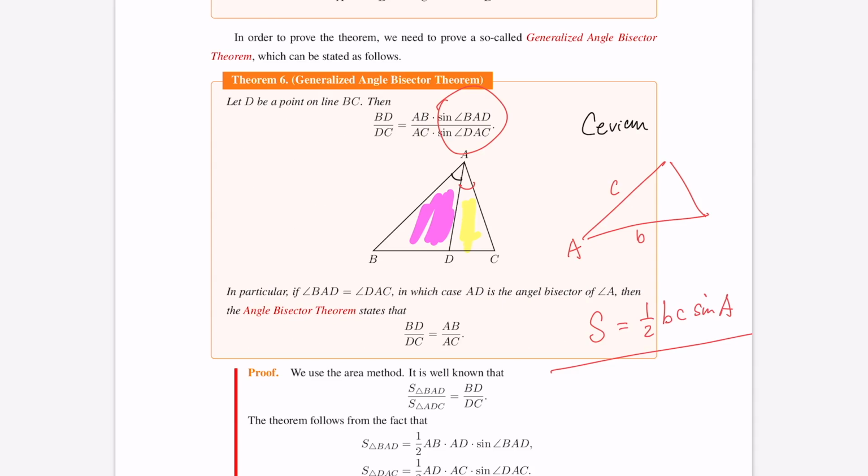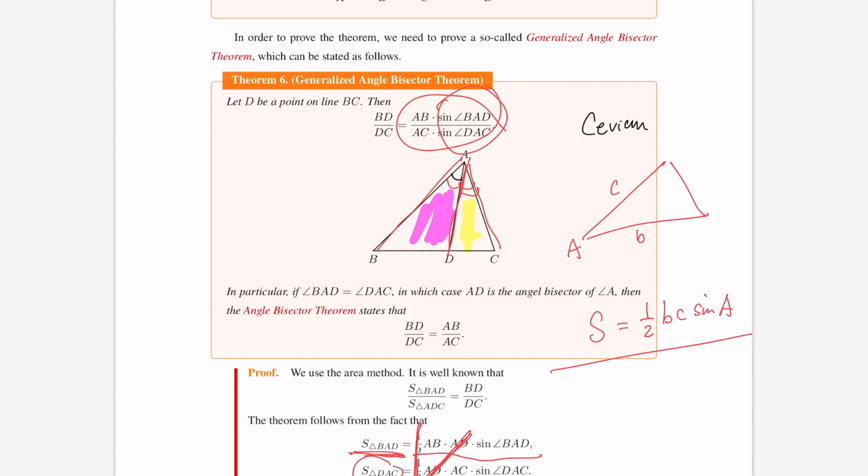Because of that, triangle BAD has area half of AB times AD times sine, and DAC is half of AD times AC times sine. Okay, so this is the quickest way to prove this general angle bisector theorem. If you take a ratio of the right-hand sides, the 1/2 is canceled, the AD is canceled, and you are left with what we wanted. So that's how we can prove this general angle bisector theorem.